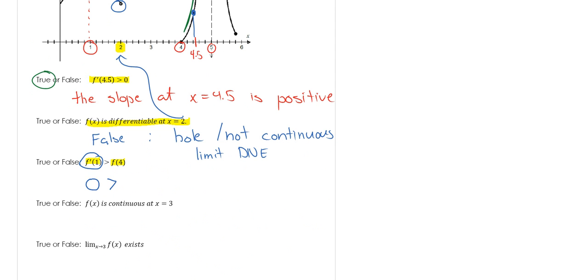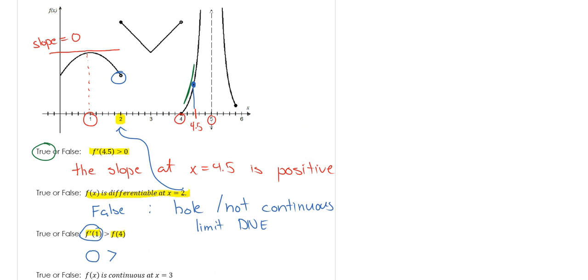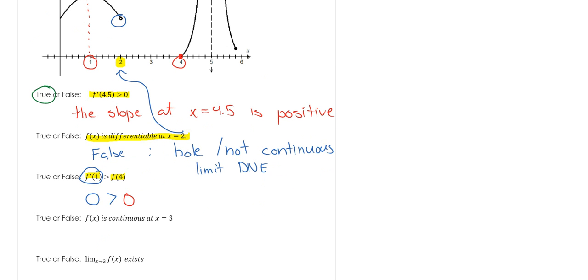Now, is 0 greater than f of 4? Well, let me just erase everything over here. Where is f of 4? Well, here's 4 right here, and at f of 4, what's the height? The height at f of 4 is going to be 0. So, is 0 greater than 0? No, this is false. So to finish off this question, you would say f prime of 1 is equal to f of 4. It's not greater than f of 4, but it's equal to f of 4 because both have values of 0.